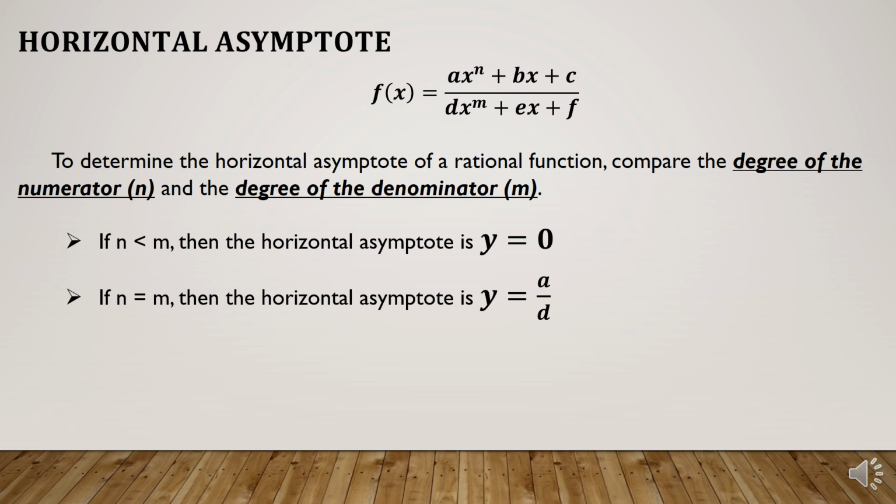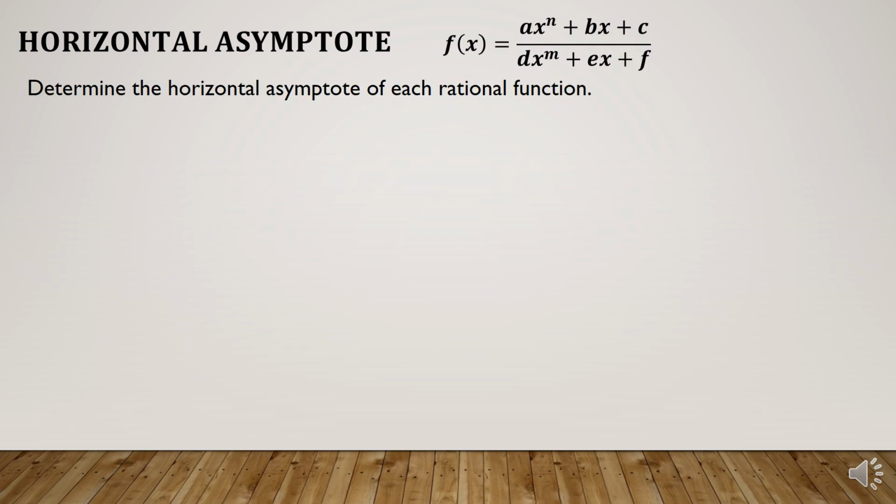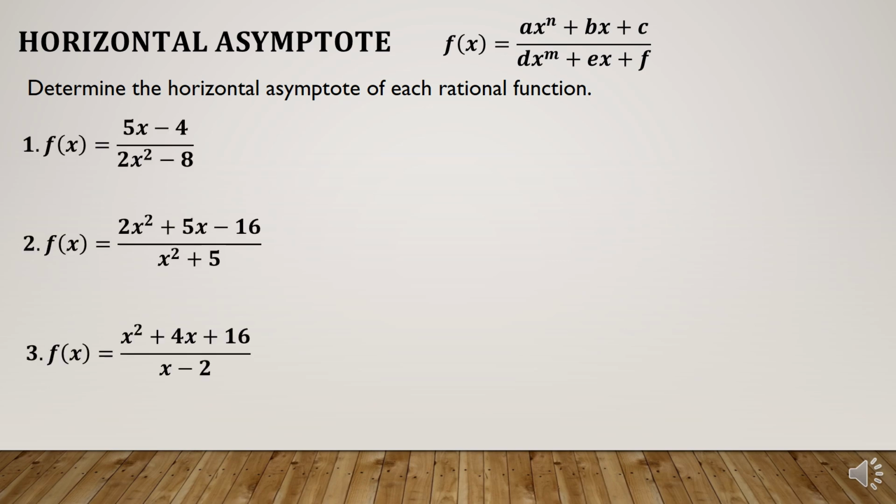Now observe this. Your a is the leading coefficient of your numerator, while your d is the leading coefficient of your denominator. If n is greater than m, then there is no horizontal asymptote. Let us try this. Determine the horizontal asymptote of each rational function. So let us start with number 1.